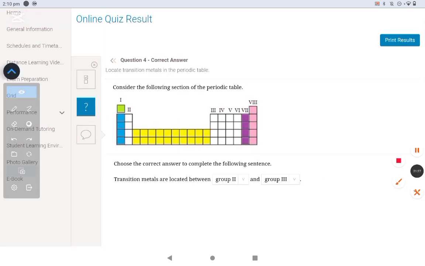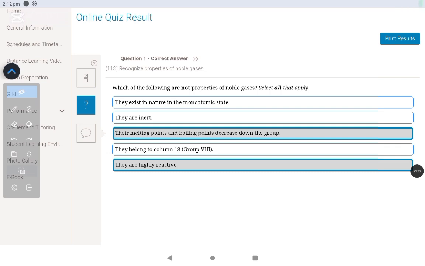We'll go to 7.4 now. For 7.4, it's properties. Make sure you know the properties of everything: alkali metals, transition metals, noble gases. Anyways, which of the following are not properties of noble gases?